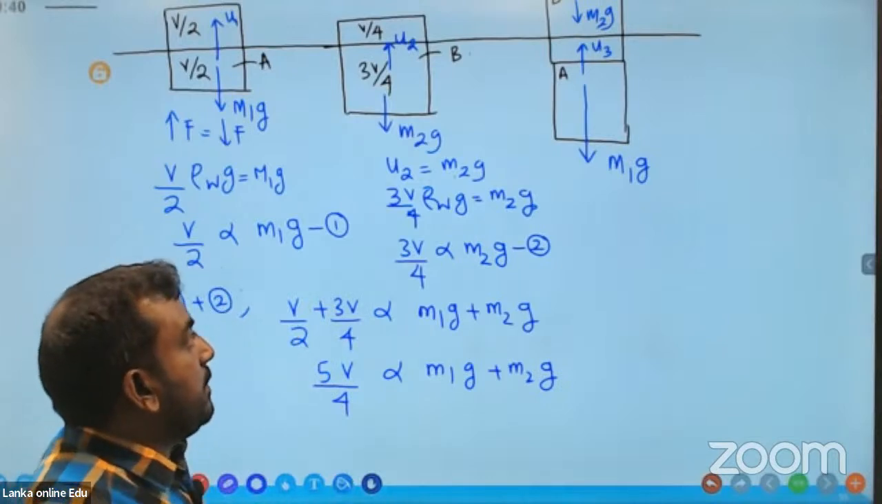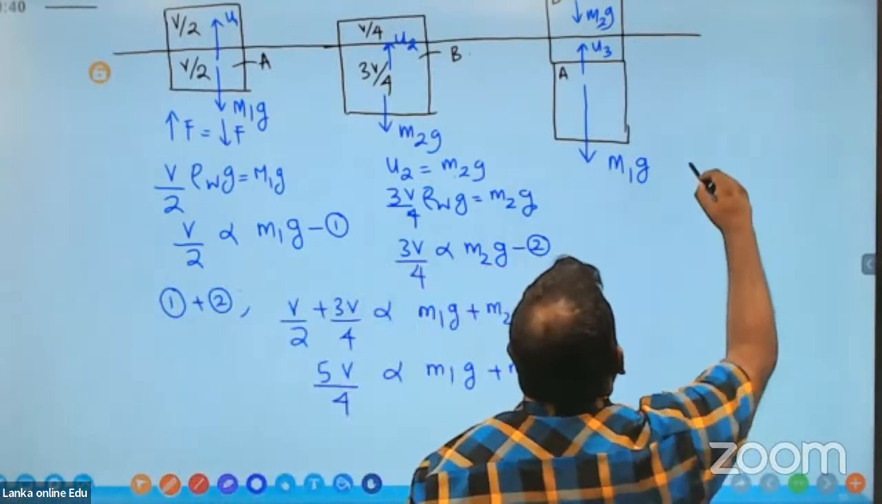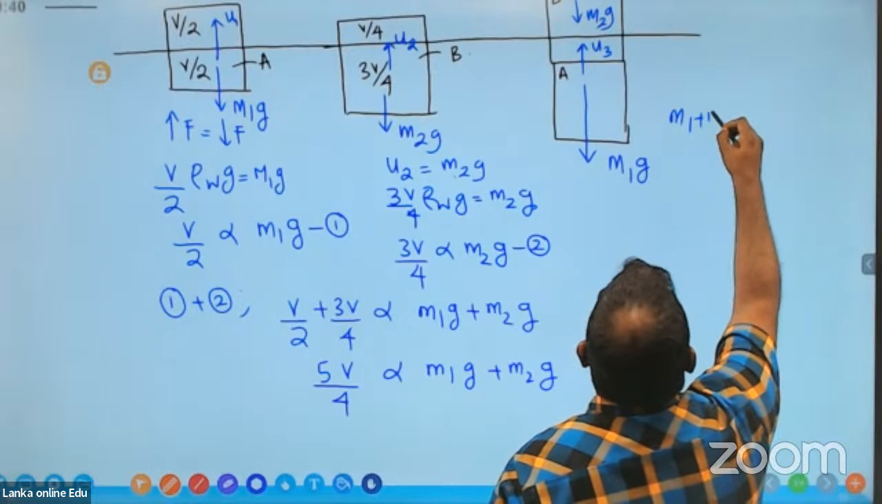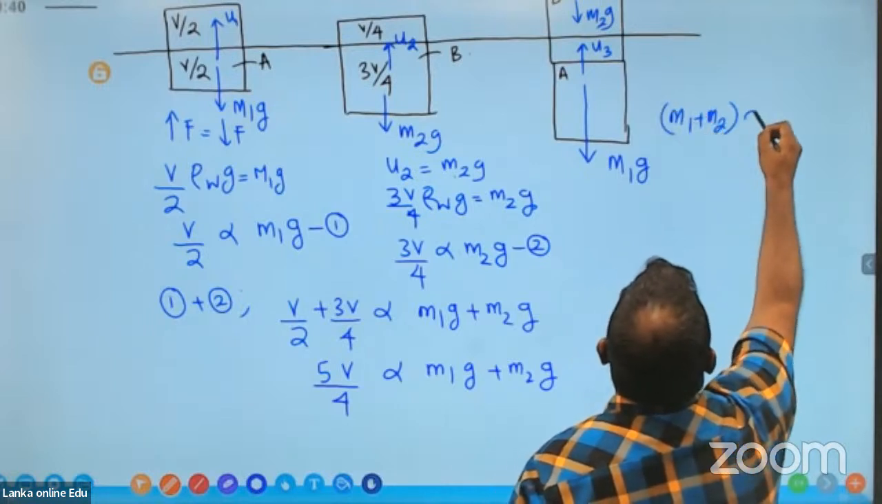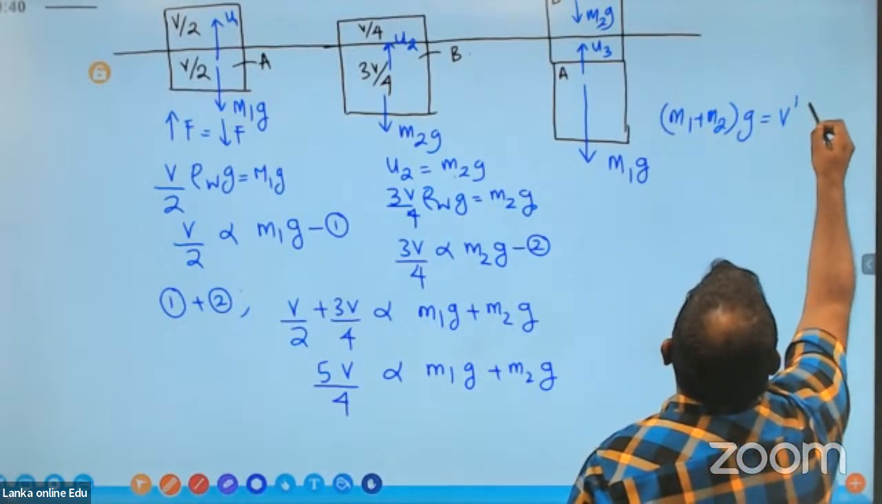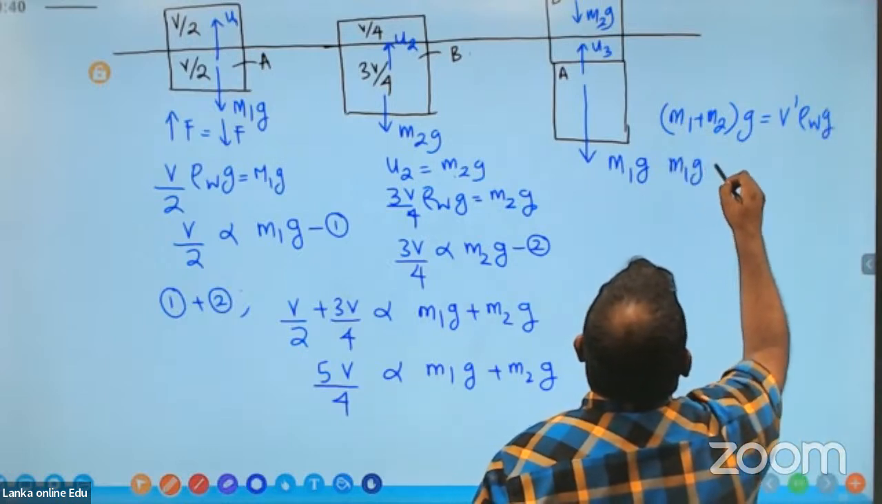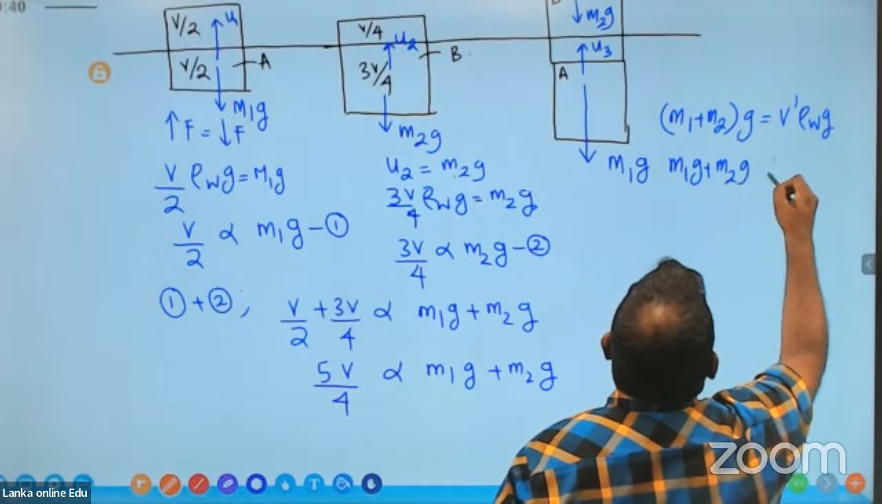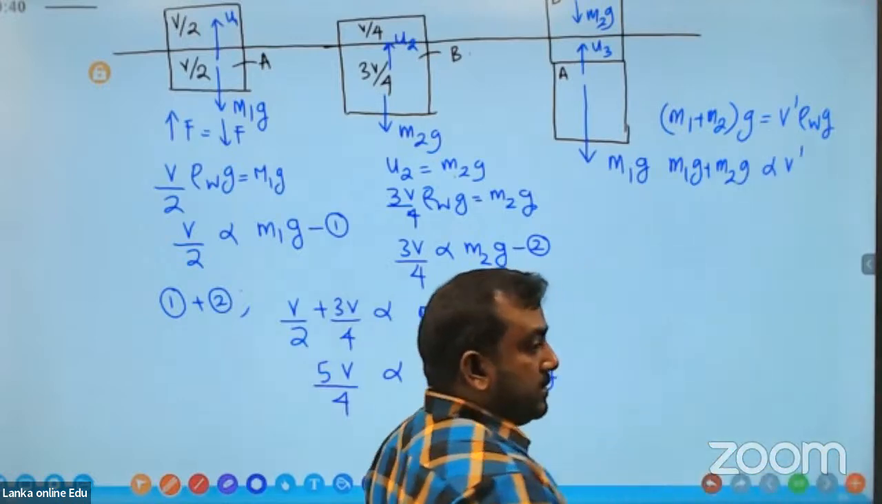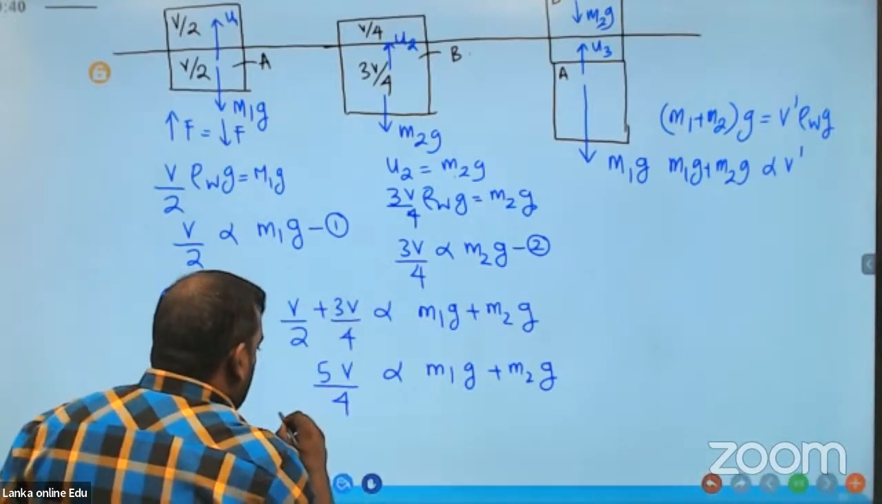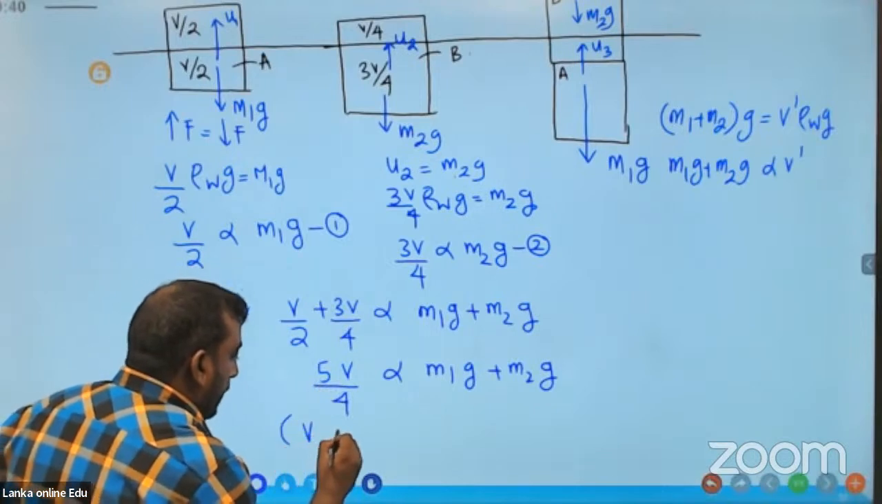What is M1G plus M2G? If I look at this, M1G plus M2G equals submerged volume times density of water. So M1G plus M2G is proportional to V dash. So what can you say about 5V over 4? V plus V over 4.